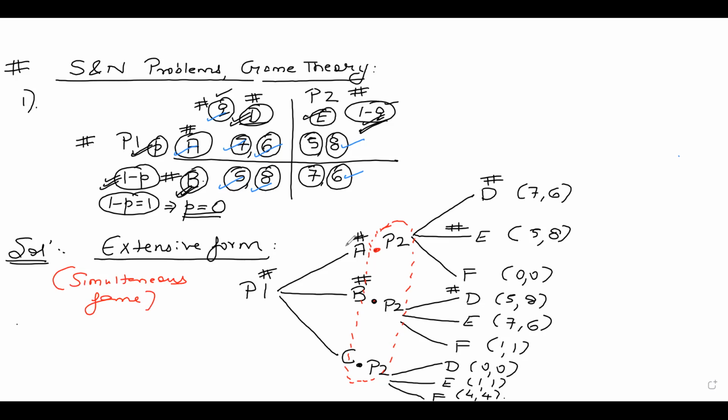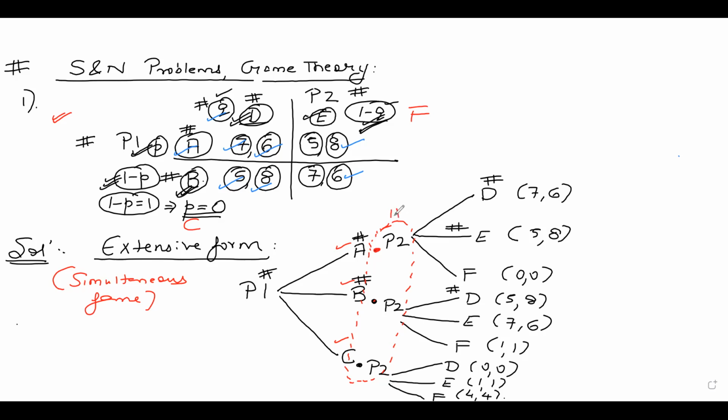So player 1 has 3 strategies A, B, and C, and corresponding to every strategy comes the decision node for player 2, where player 2 further has 3 strategies D, E, and F. In this particular part, I have not mentioned F, but you have F also and you have C also, which was there in the initial part. So if you look at the question carefully, this is going to be the extensive form.